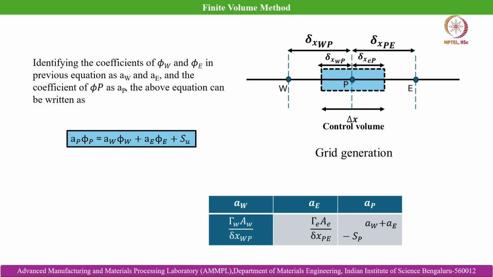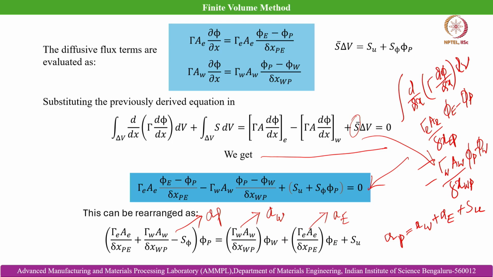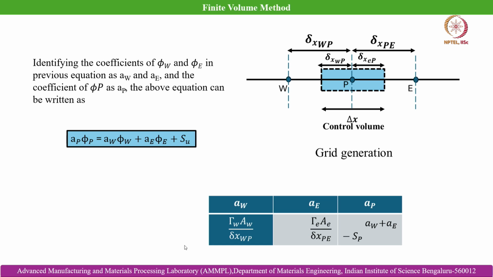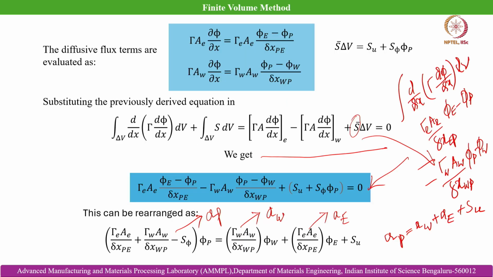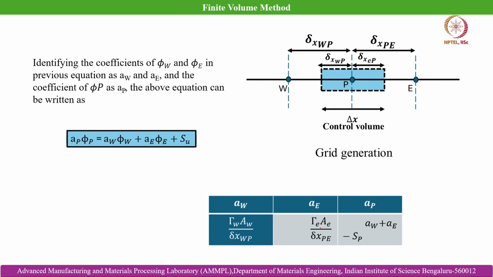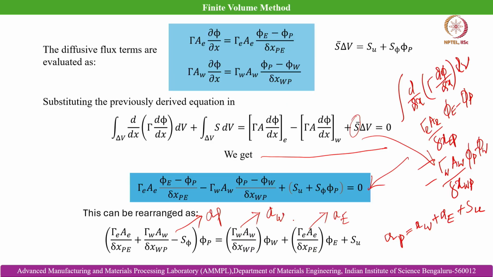So, you can understand from here that we have designated this as A P, this is A W, this is A E. So then we can get A P phi P is equal to A W phi W plus A E phi E plus S U. Here we can identify the coefficients of phi W and phi E in the previous equation as A W and A E. These are the coefficients I already discussed, and here you can get the values because we have identified this as A W and this as A E.